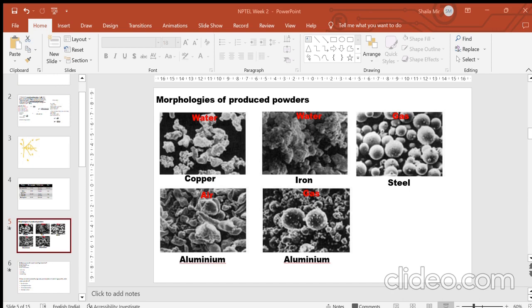Then we have, under what conditions will the atomization process yield spherical particles? The longer solidification time, the shorter solidification time, both A and B, or none of the above. We need to have spherical particles.